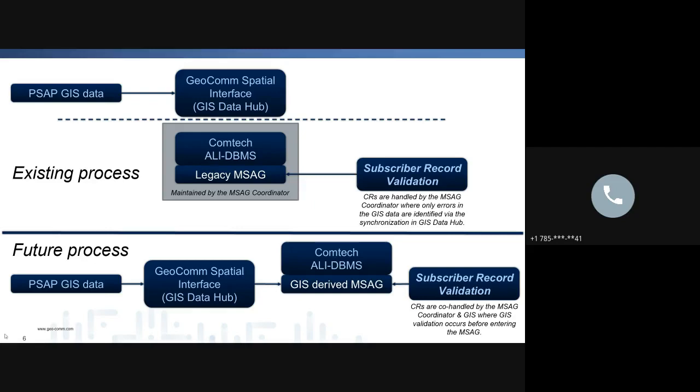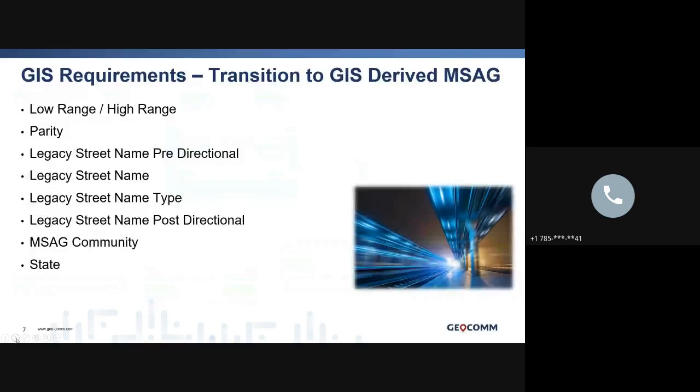Blake, next slide, please. So there are some requirements for the GIS data for this transition to GIS Derived MSAG. Basically, they are what exists in today's MSAG with just really kind of one exception or change. So low and high ranges need to be present and populated. Parity, this is the one that's a bit different than what exists today.